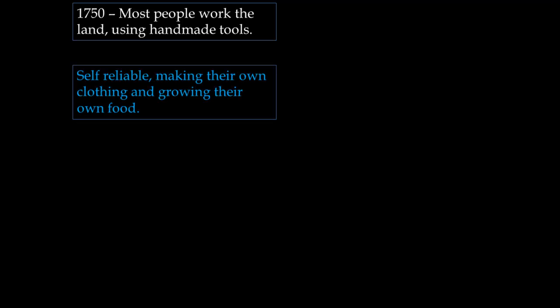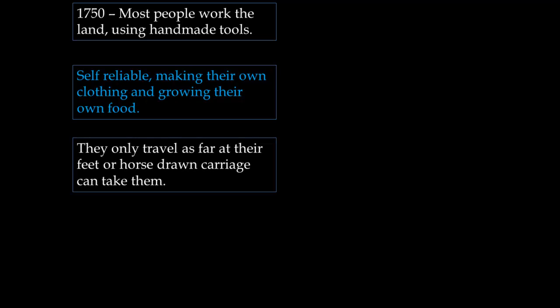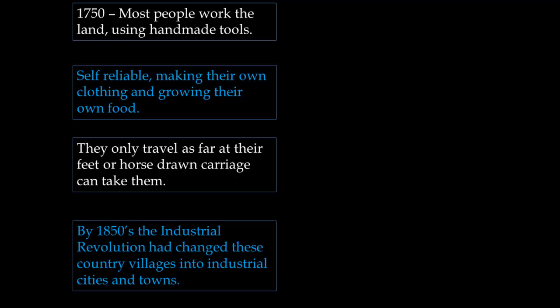So in 1750, most people work the land. They use handmade tools, and we consider these people to be very self-reliant. They make their own clothing, grow their own food. Pretty much, if they need something, they have to do it themselves. Along with that, they can only travel as far as their feet or horse-drawn carriage can take them. But this is going to change.